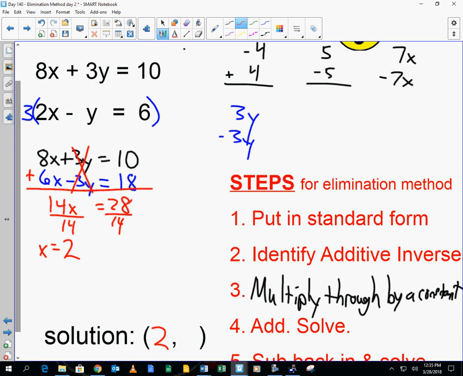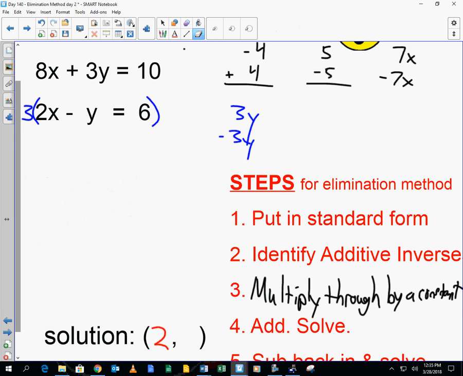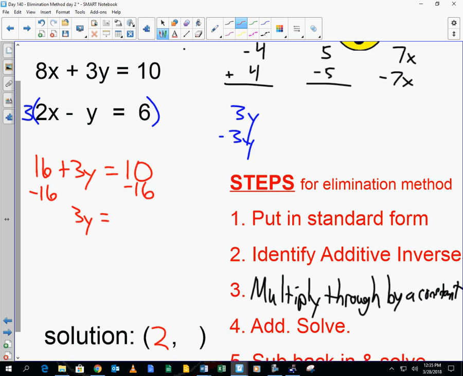So I would like to find the y value. What do I do in order to find the y value? Would you like to plug in the top or the bottom? What is 8 times 2? 16 plus 3y is 10. How do I solve? Minus 16. 3y is equal to, what's 10 minus 16? Negative 6. And I divide by 3, and I get y is negative 2. So my solution set is 2, negative 2.